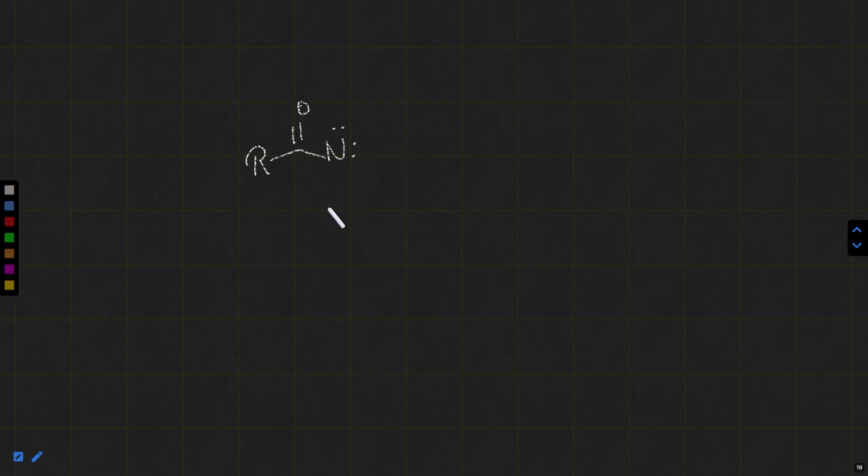And now what will happen? A rearrangement will occur. This will go here and this R will travel here. So both of these steps take place simultaneously. So we have O, C, N and R. Now this is called isocyanate.